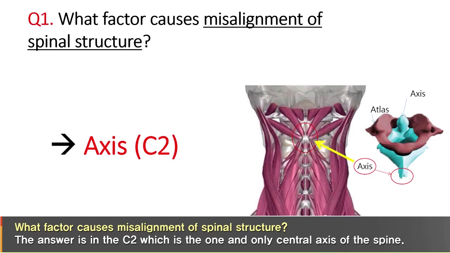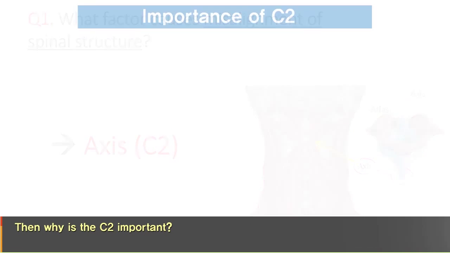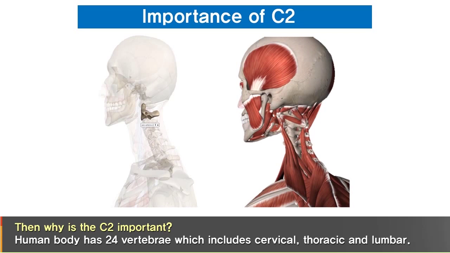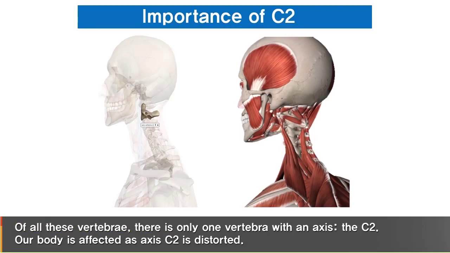What factor causes misalignment of the spinal structure? The answer is in C2, which is the one and only central axis of the spine. Then why is the C2 important? The human body has 24 vertebrae, which include cervical, thoracic, and lumbar. Of all these vertebrae, there is only one vertebra with an axis, the C2. Our body is affected as the axis C2 is distorted.